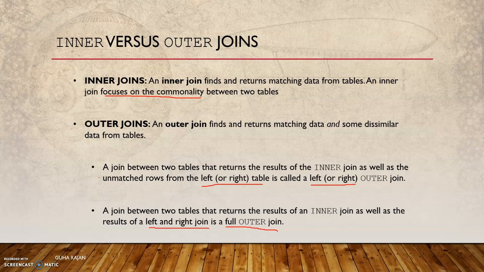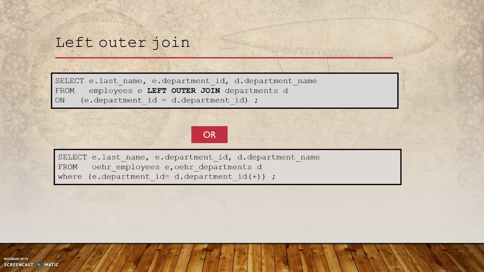You'll understand clearly as we get into an example. From a syntax perspective, this is how it will look. You can mention it as left outer join with the join condition. Otherwise, you can add a plus sign over here for the left outer join, where we are trying to match the department ID.